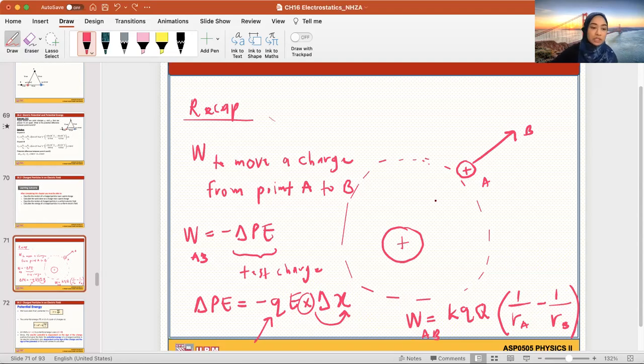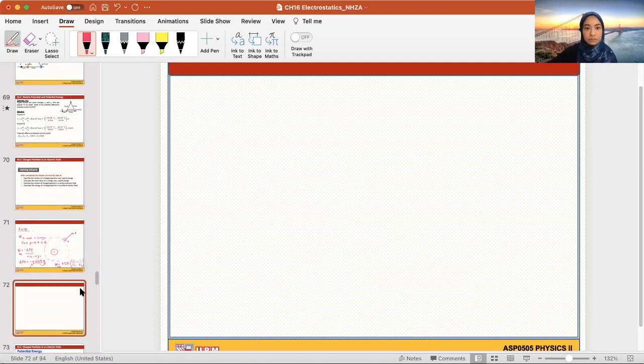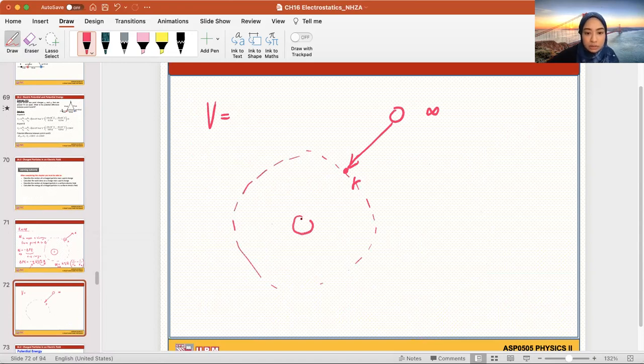Then we talked about potential and equipotential lines. New slide. So we talked about potential, and I said, okay, potential is actually when you have a charge from infinity and you want to move it to a point called R. So this is your point R. What is point R? It is the distance towards your source charge.